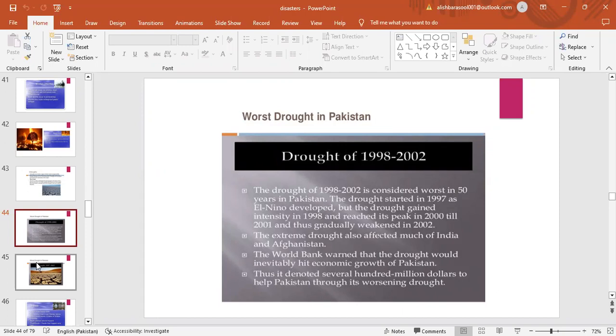The World Bank warned that the drought would inevitably hit the economic growth of Pakistan. Thus, it donated several hundred million dollars to help Pakistan through its worsening drought.